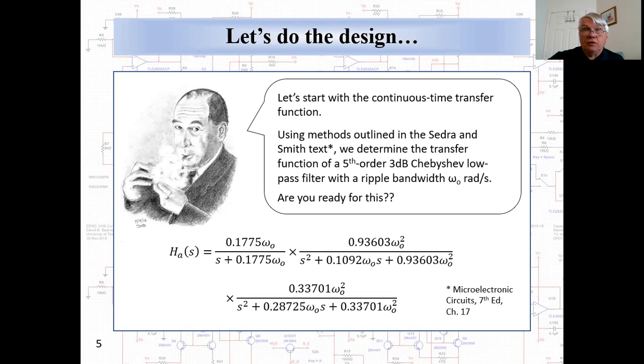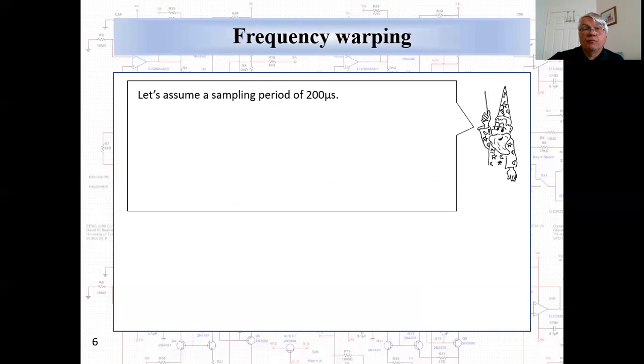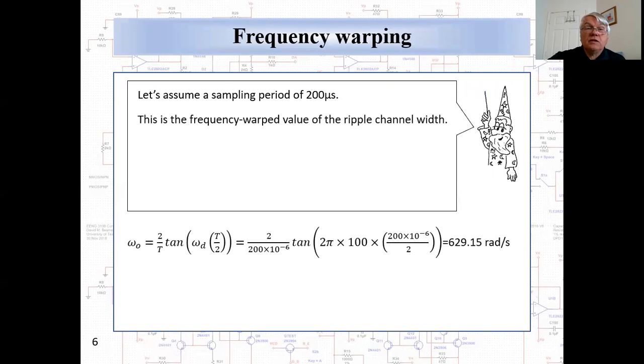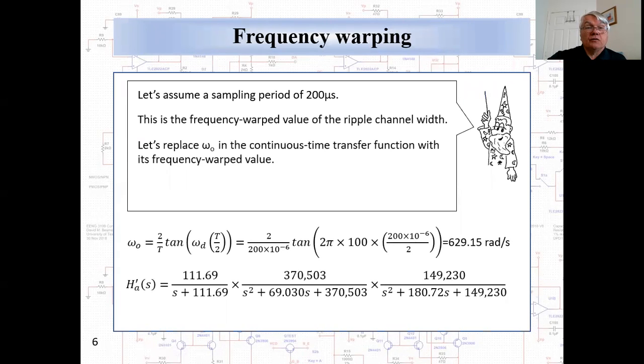Now the next step we need to do is apply frequency warping. So let's assume a sampling period of 200 microseconds. And then this is the frequency warped value of the channel width. The unwarped value is 628.3 radians per second. The warped value is 629.15. In this particular instance, the warping has minimal effect. Now let's replace omega naught in the continuous time transfer function with its frequency warped value. And this is the continuous time transfer function after frequency warping that we are going to use as our prototype for implementation in digital form.